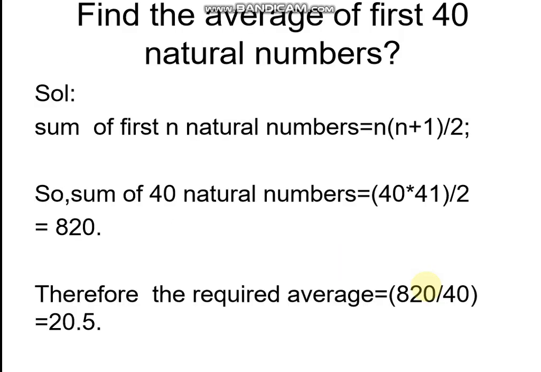Okay. So next question. Find the average of first 40 natural numbers. We know the formula n(n + 1) by 2 for the sum of first n natural numbers. So first 40 means n is 40. So 40 into 41 divided by 2, that is 820. Therefore the required average is 820 divided by 40, that is 20.5.